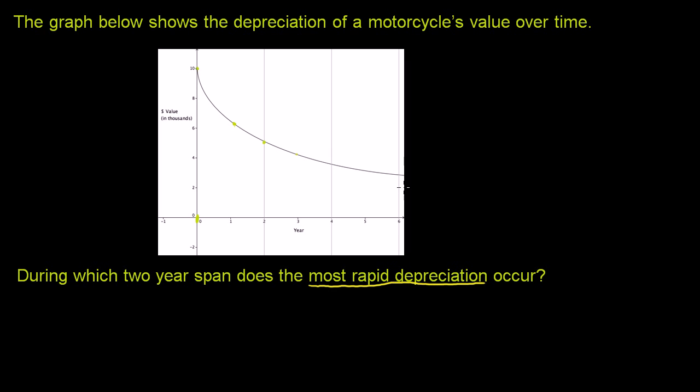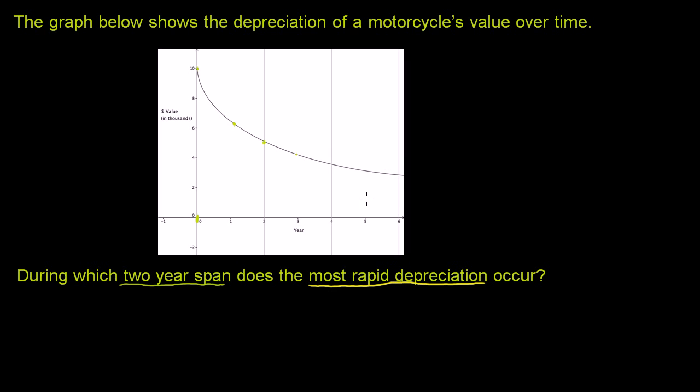And they're saying, when is the most rapid depreciation occurring? And they don't want to just know what year. They want a 2-year span when we have the most rapid depreciation. Now, one thing you can do is just eyeball it, and you can say, look, the beginning of this curve is the steepest part. It's steepest over these 2 years than over any other 2-year period. Out here, it's very shallow, it's almost flat in terms of how quickly it's losing value. So it's not losing value too quickly.